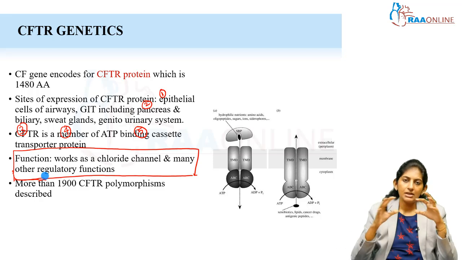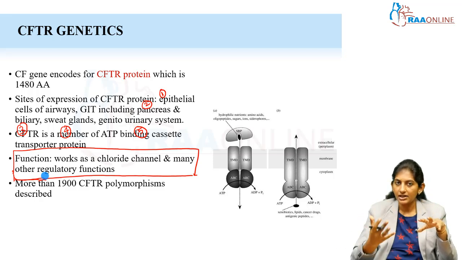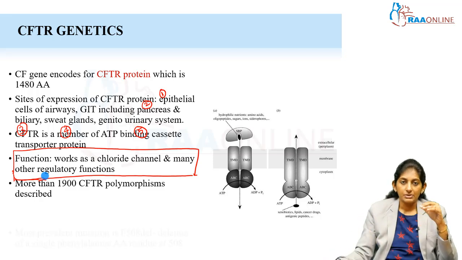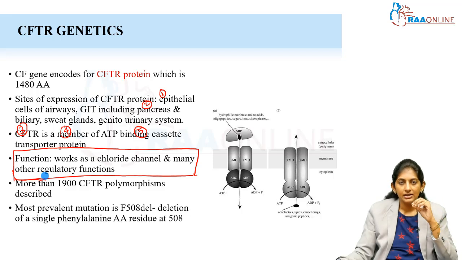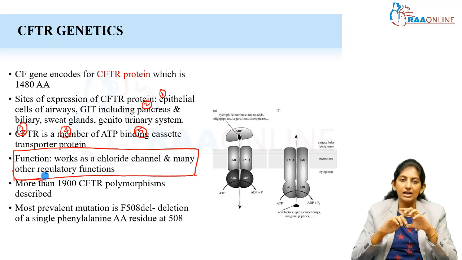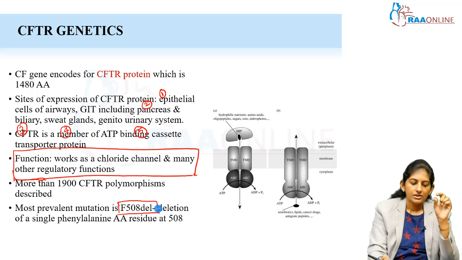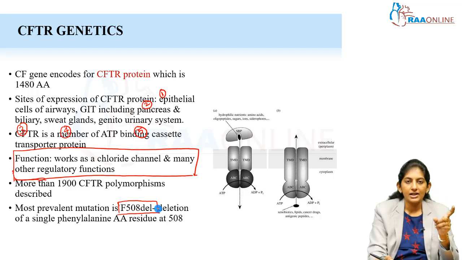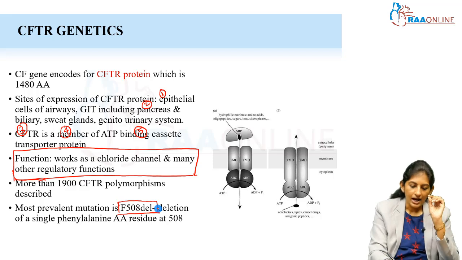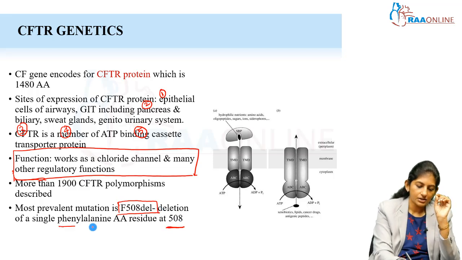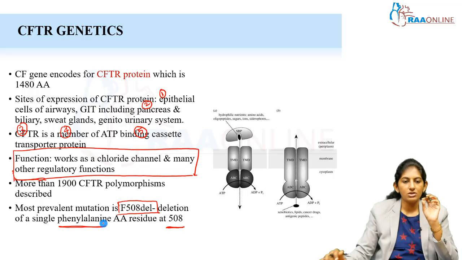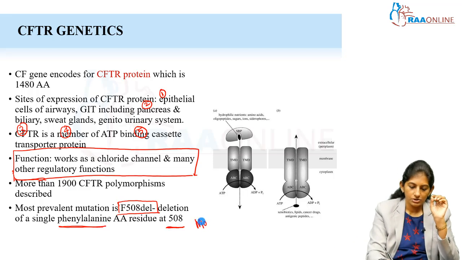There are many polymorphisms, more than 1900 CFTR polymorphisms, which have been described till date. But the most prevalent mutation worldwide is the delta F508. So delta F508 is nothing but the deletion of a single amino acid residue, that is, the phenylalanine residue is deleted at position 508. So this is the most prevalent or the most common cystic fibrosis mutation.